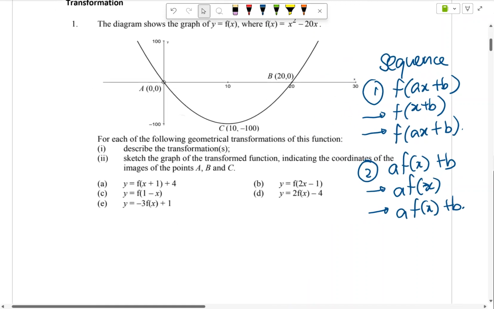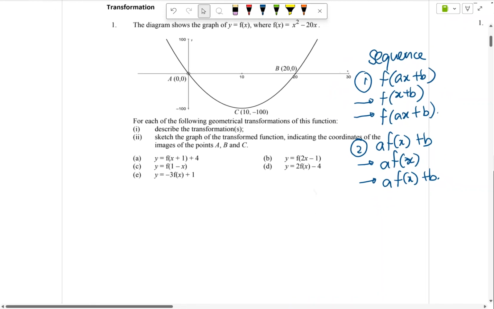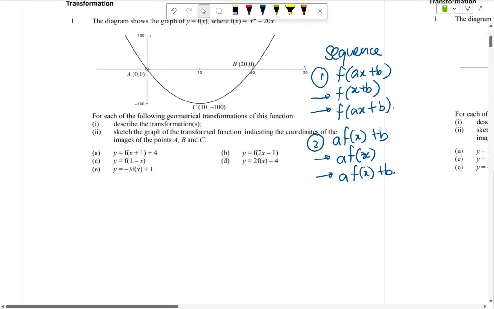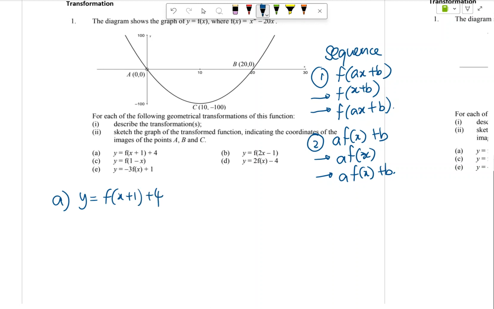Okay, so for this question, all the points are given to you. First, I'm just going to dive in and talk about a. We are looking for y equals f of x plus 1, plus 4. So we are actually doing two things over here. We are doing one on the inside and one on the outside. Your original equation is f x. From f x, it doesn't matter whether we do the inside or outside first. I prefer to do the one on the inside first.